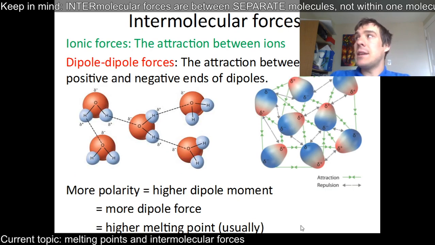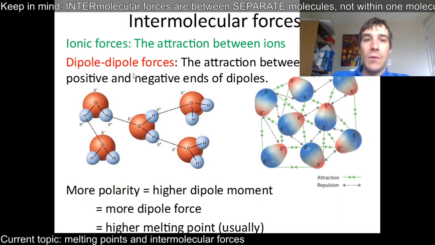So this is all down to intermolecular forces. It's the attraction between molecules. So it's this green and gray stuff. Notice that it's between different molecules rather than within one molecule. Or it's these dotted lines here for the water. Ionic is the attraction between ions. It's a pure electrostatic attraction, just positives attracting negatives.